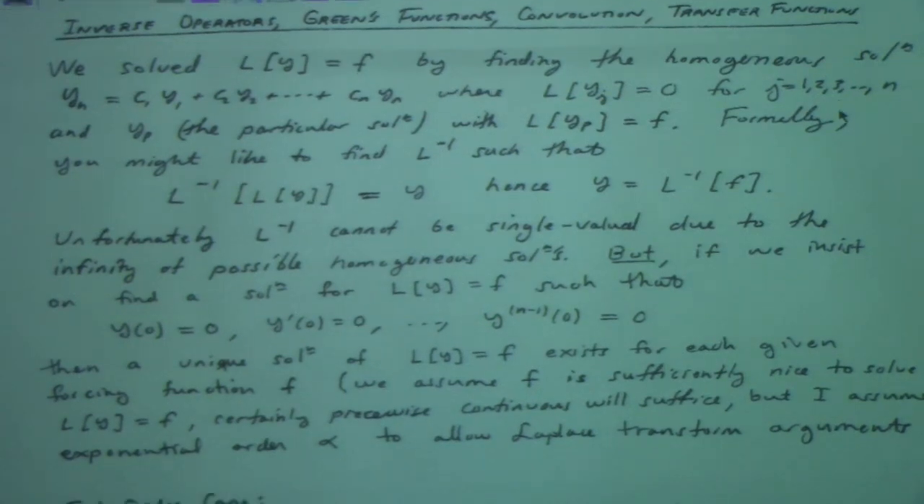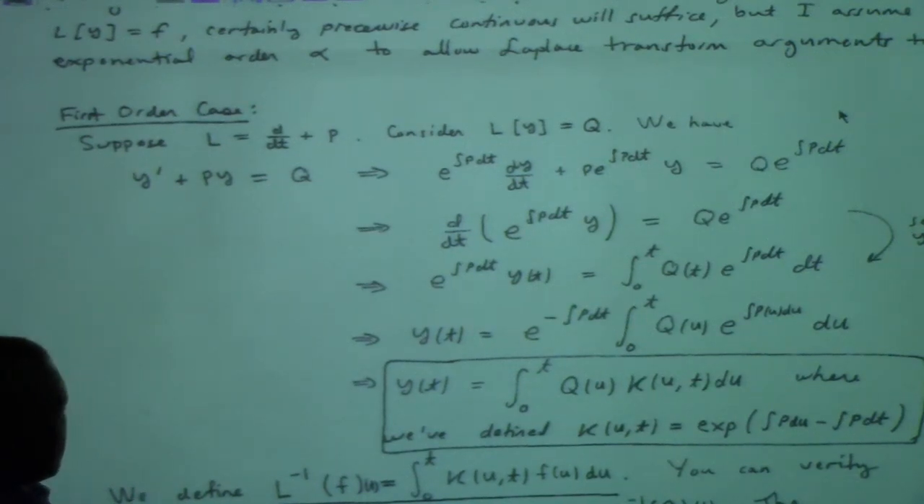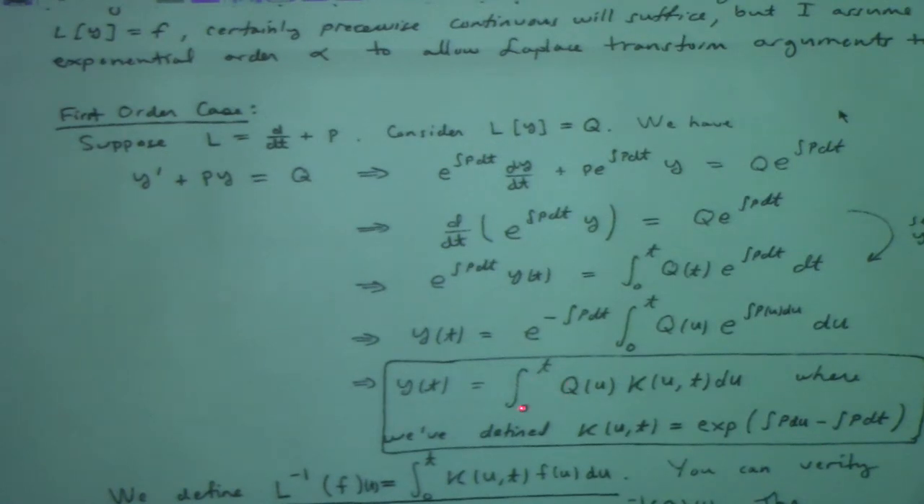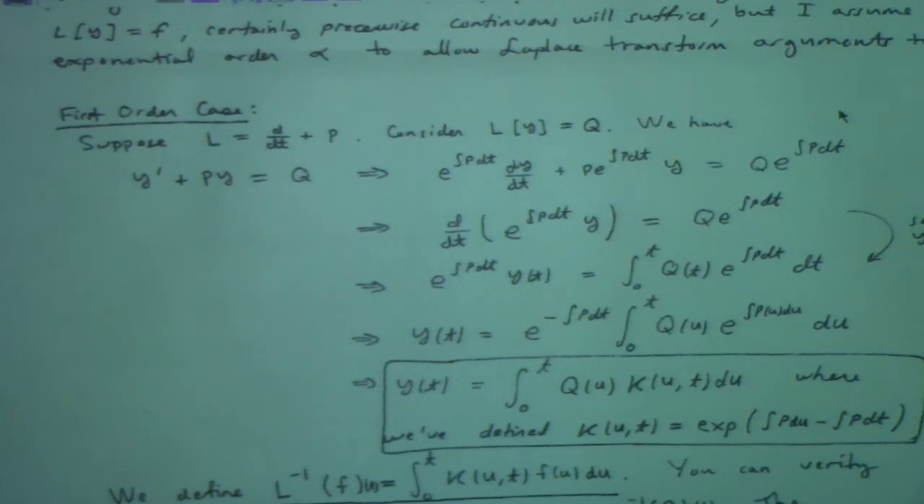Let me walk you back down memory lane. We've already done this for the first order case. If we have a linear differential equation, then L was d/dt plus p. Remember that, from the integrating factor technique. Here's the general solution, and this one has y of 0 equal to 0, because the integral from 0 to 0 is 0. So y of t is the integral from 0 to t of q times k of t, u, where k is the exponential of this integral. I'm making up k. I'm pointing out that the structure of the general solution is some integral of the forcing term q across some function k of t, u. This function which appears in the integral is called the Green's function for the problem. So the idea is that you can build L inverse by integrating over the appropriate Green's function.